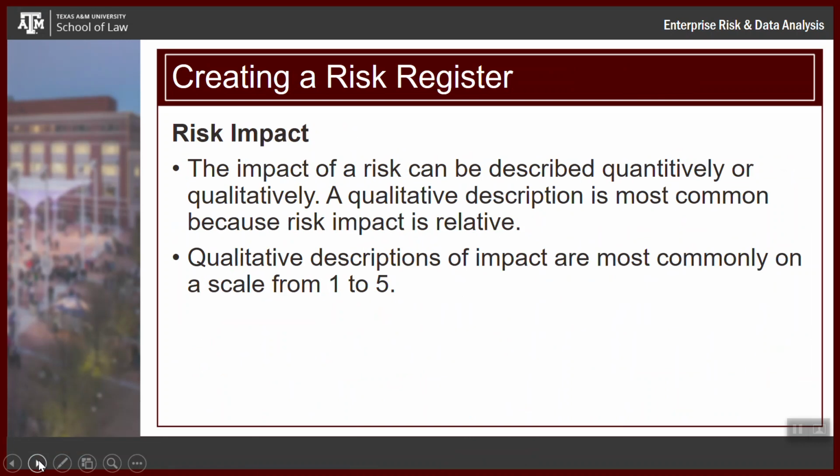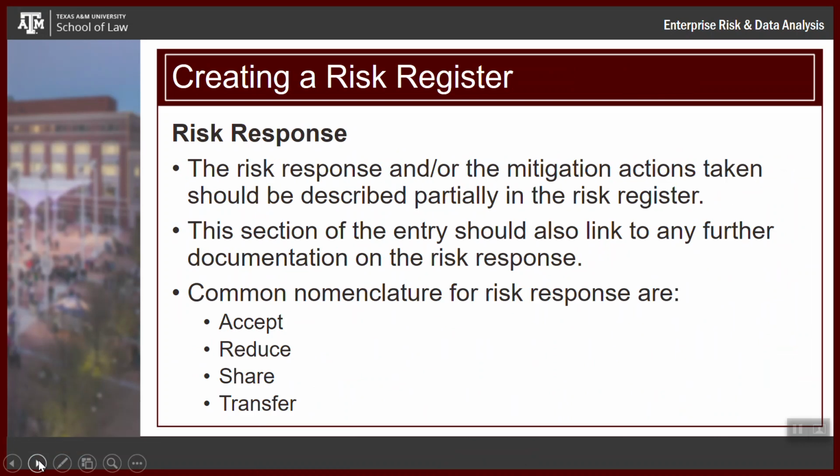So the impact's just that, and usually we just give it a simple number from 1 to 5. We can come up with a qualitative high, medium, low. It's just described quantitatively or qualitatively. And then the risk response is just what I said before. These are different terms here: accept, reduce, share, or transfer. Accept, mitigate, avoid, or transfer.